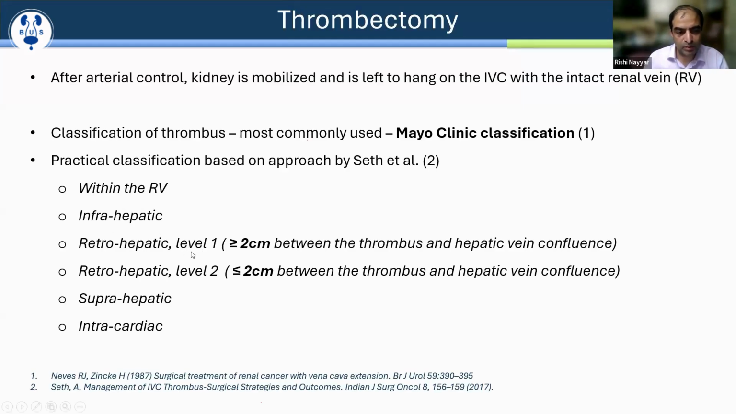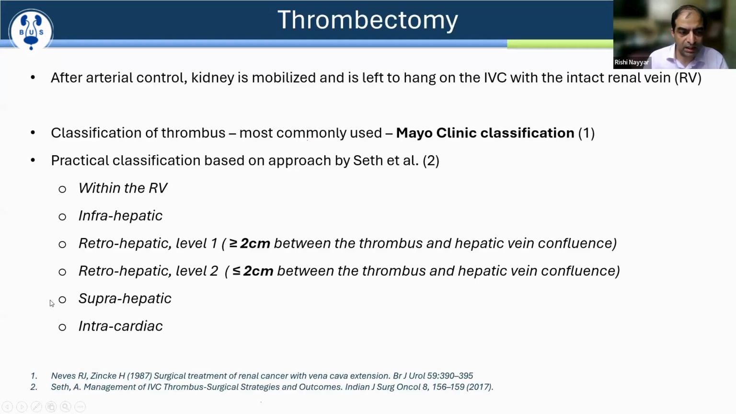And a retrohepatic thrombus would be level 1 if it is more than 2 centimeter from the hepatic vein confluence, and if it is less than 2 centimeter to that hepatic vein confluence, that should be classified as level 2. Why this is important, I will come to. This is surgically important. This is not important with respect to the prognosis of the patient. Prognosis of all these thrombi is, as I said, clubbed together as T3b level, below the diaphragm level. And even suprahepatic level, if it is below the diaphragm. And then there is suprahepatic above the diaphragm and intracardiac levels.